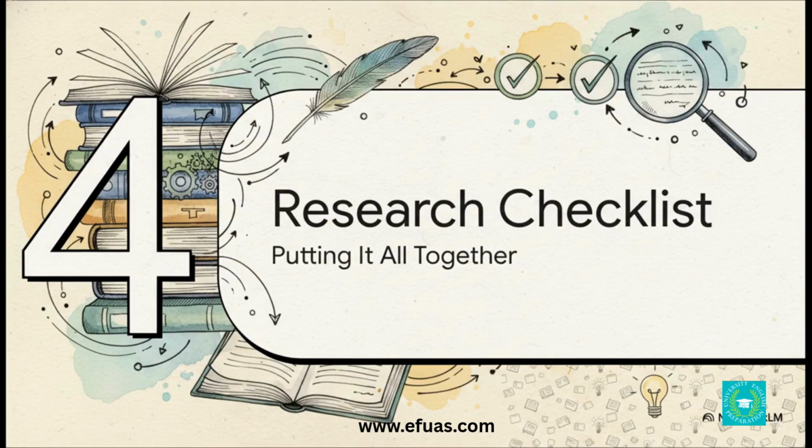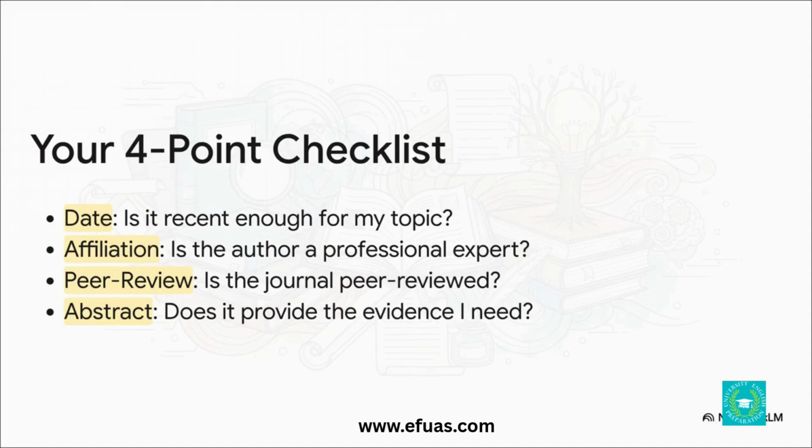Phew, we've covered a lot, haven't we? We know what a scholarly journal is, why we can trust it, and how to read one without wasting time. So let's put it all together into a super simple checklist you can use every single time you do research. Here it is, your 4-point checklist for any article you find. First, ask yourself, is the date recent enough for my topic? Second, does the author's affiliation show they're a professional expert? Third, is the journal peer-reviewed? And finally, number 4, does the abstract show that this article has the evidence I actually need? If you can say yes to all 4 of those, you've got a winner.